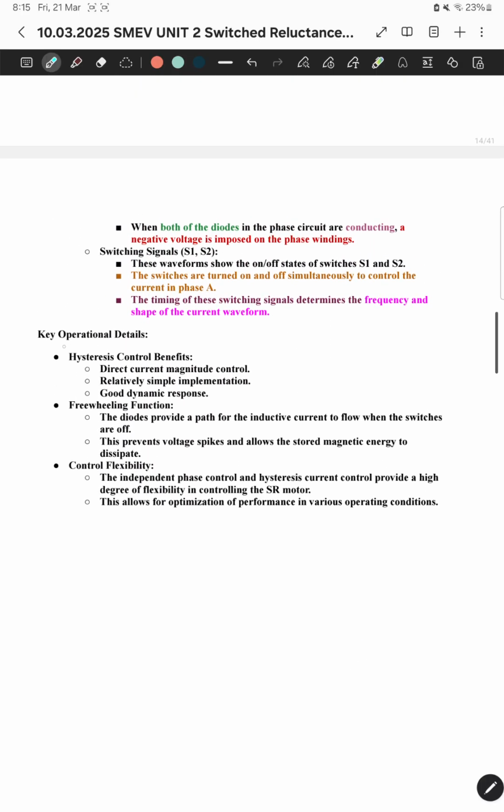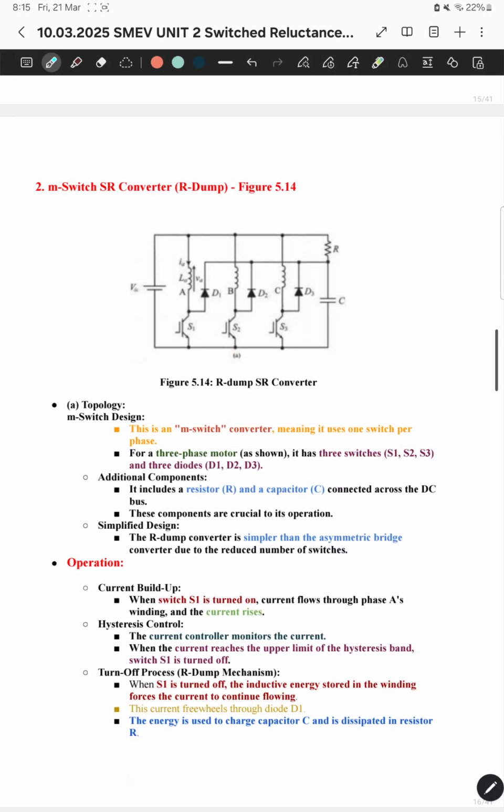What are the conclusions here? What I can conclude is that hysteresis current control is majorly used here, where it controls the current between the minimum and maximum range. It has relatively simple implementation, and with this we are able to achieve good dynamic performance. Freewheeling function: the diodes provide a path for the inductive current to flow when the switches are off. Control flexibility: if we go with independent phase control and also use hysteresis control, the performance will be good. This is one method of topology.